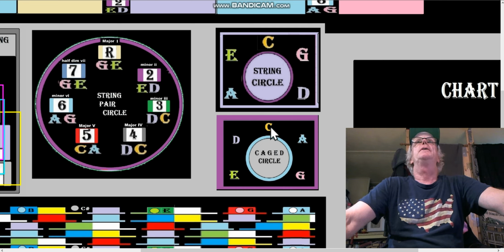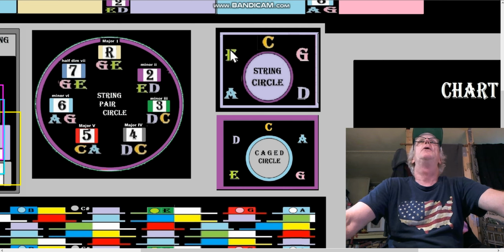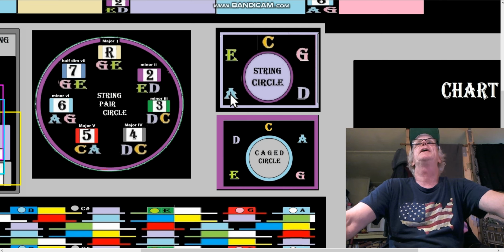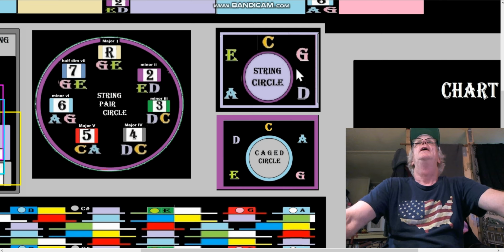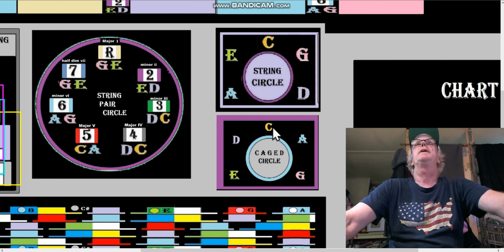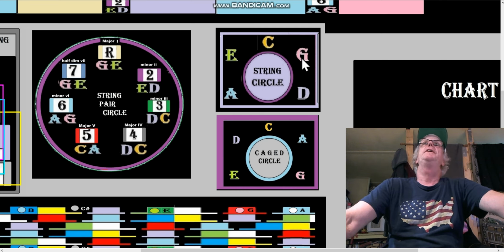So if we're going from C to E, we skip the D. If we're going from E to A, we skip the G. From A to D, so here's A to D, in the CAGED circle, we would skip the C. And then the fourth of D is G. So going from D to G, we would skip the E.